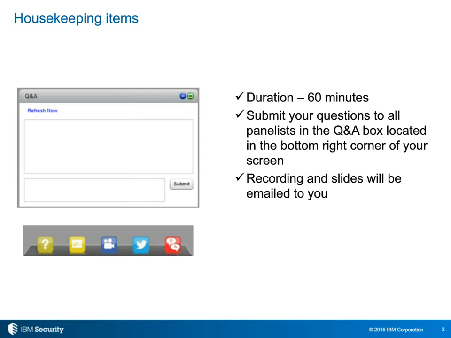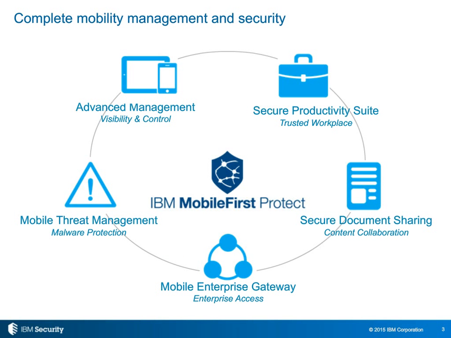Now, real quick, I just want to introduce IBM MobileFirst Protect, formerly Mass 360, to those of you not familiar with the product. The IBM MobileFirst Protect platform delivers a complete enterprise mobility management solution. This one platform integrates comprehensive security to enhance employee productivity on their mobile devices and give organizations the confidence that their sensitive data is protected.